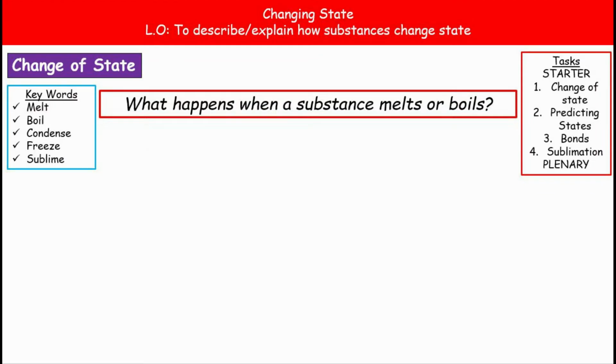Now hopefully we do remember that when we discuss a change of state, what we're referring to is a substance changing from the solid to the liquid or the gas state, or from the liquid to the gas or the solid state, or from the gas to the liquid or the solid state. So we're changing between those three states of matter: solid, liquid and gas. What I'd like you to do first of all then is see if you can write in your books what happens when a substance either melts or boils.